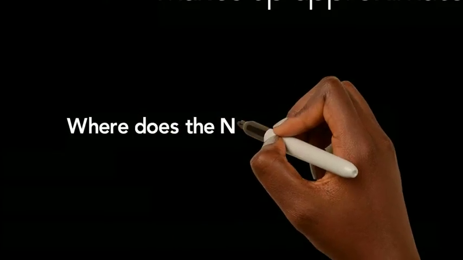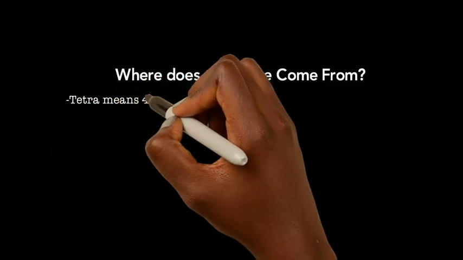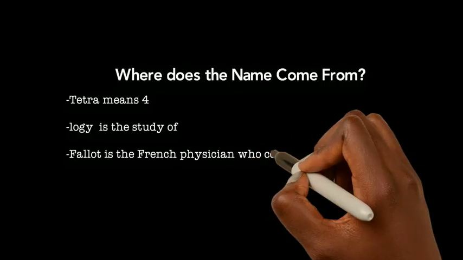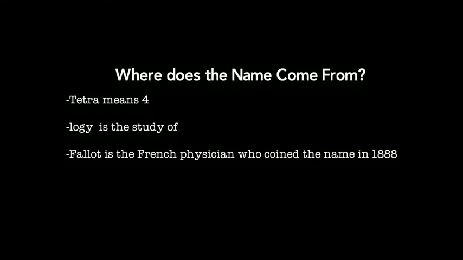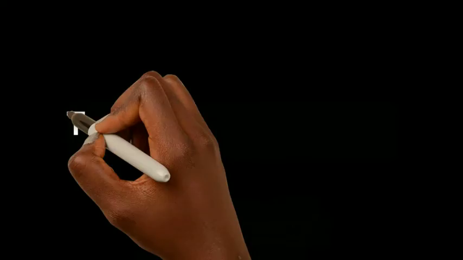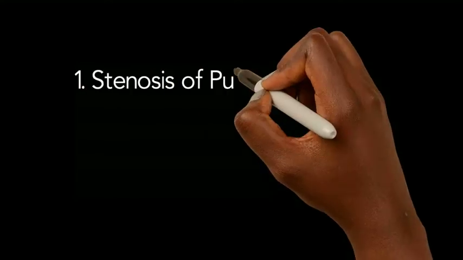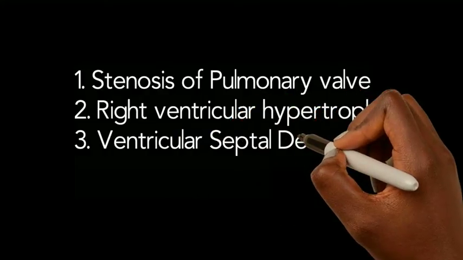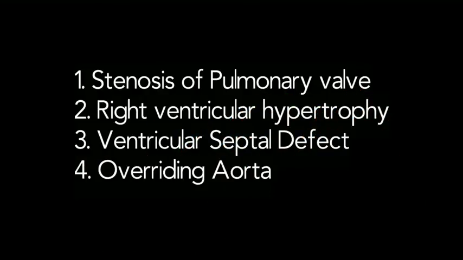So where does the name come from? Well, if we break it down, tetra means four, ology is the study of, and Fallot is just the French physician who coined the term in 1888. Okay, so the four characteristics that make up this disorder include 1. Stenosis of the pulmonary valve, 2. Right ventricular hypertrophy, 3. Ventricular septal defect, and 4. Overriding aorta.